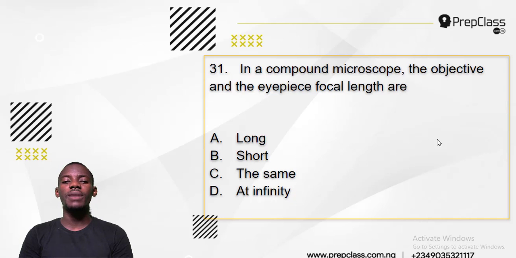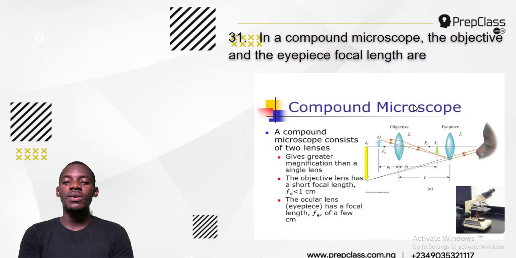Now, are the two lenses long, or are they short, or are they the same, or are they at infinity? Actually, at infinity, I would have felt should not be among the options. But let's take a look at it now. Here it is. You can see that the size of the eyepiece lens and the size of the objective lens are actually the same.